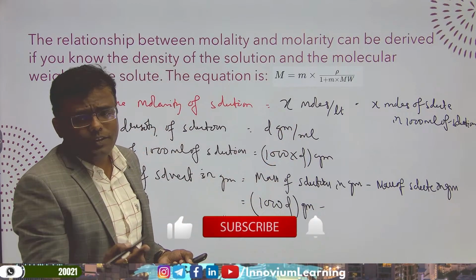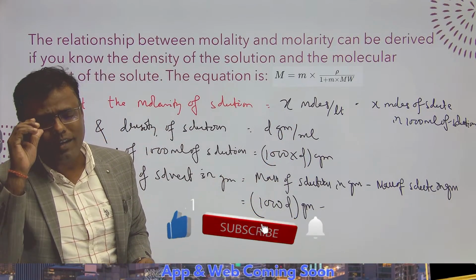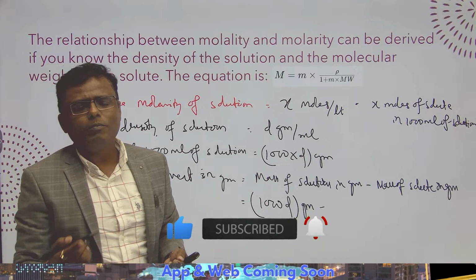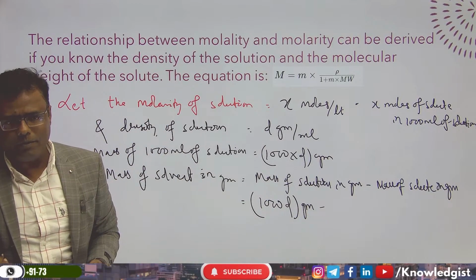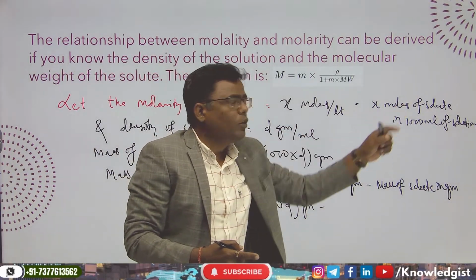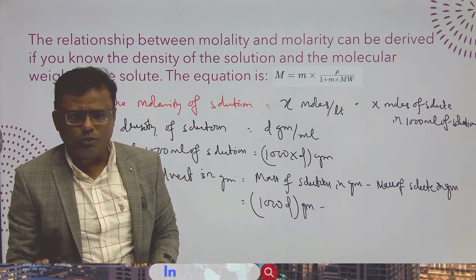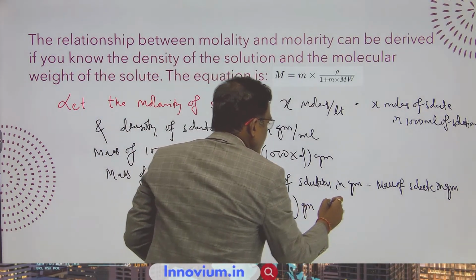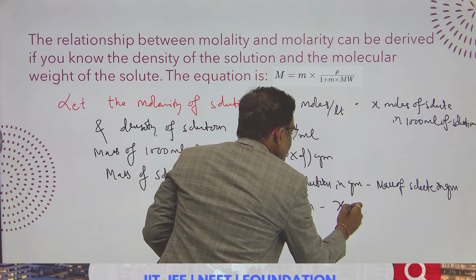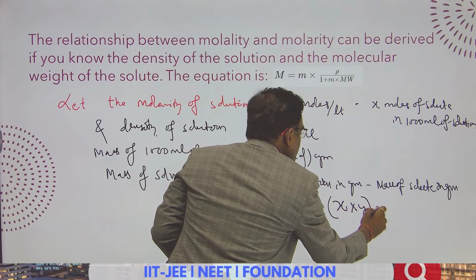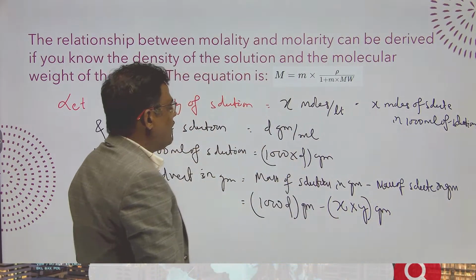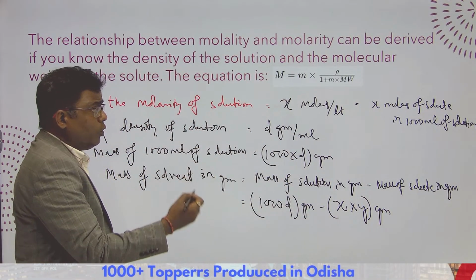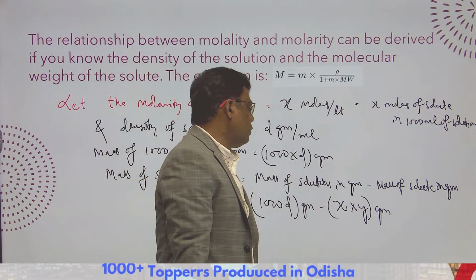Molar mass of solute means the mass of 1 mole of solute. If the mass of 1 mole of solute is y gram, then the mass of x moles of solute will be what? x into y. So here we can consider x into y gram. This is the mass of x moles of solute.